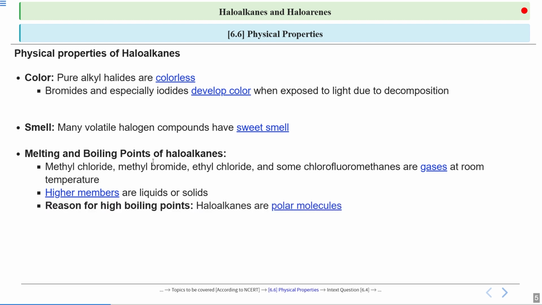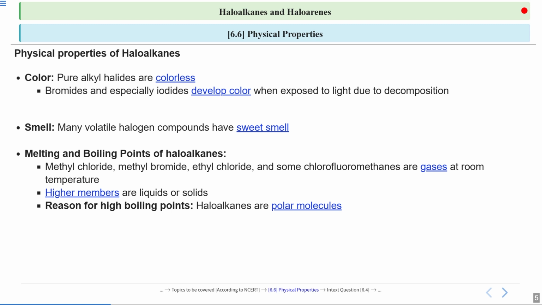If we talk about the boiling points, there is a high boiling point shown by the haloalkanes, and the reason behind this is that haloalkanes are polar molecules. The boiling point of haloalkanes, if you compare to their corresponding alkanes, is greater. Why? Because the carbon-halogen bond is polar, and due to this polar nature, the molecules are held by stronger dipole-dipole interactions or van der Waals forces, which cause the increase in the boiling points.